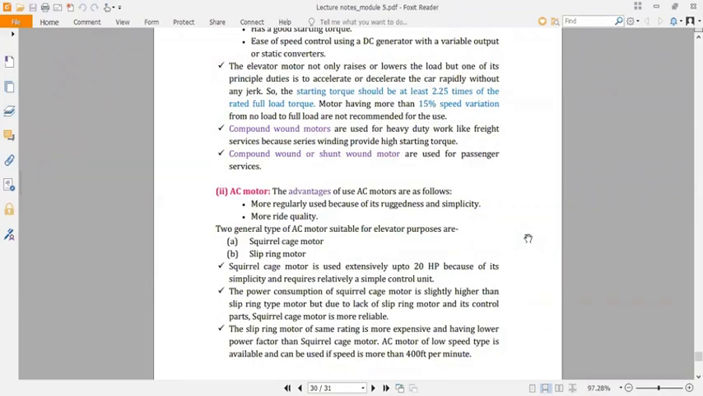So that's all about this Module 5, Industrial Electrical System.